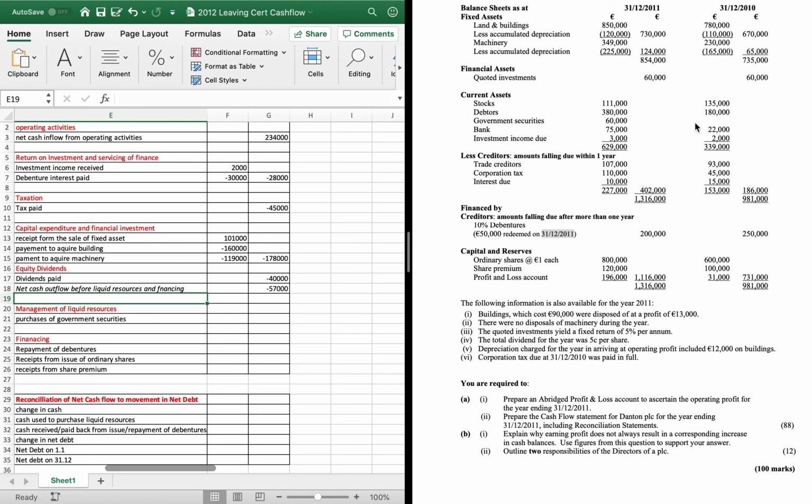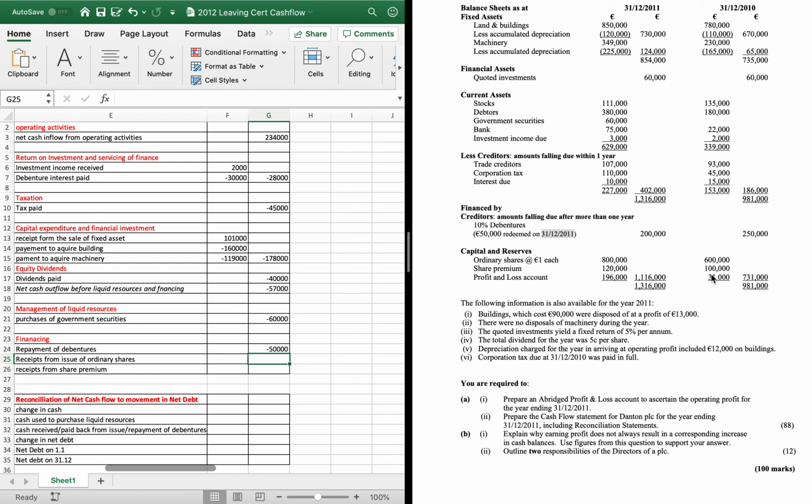Government securities, they've gone from zero last year up to 60,000. There, we in effect are lending the government money. So we have paid 60,000 to buy government bonds. So that's a minus. Debentures. Well, we know we've repaid debentures. We repaid 50,000. So if we repay debentures, that's a minus. We pay back a loan, remembering that a debenture is a loan.